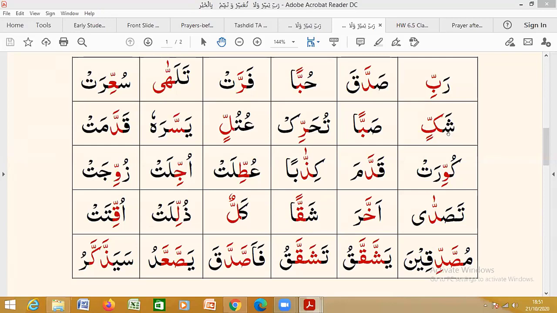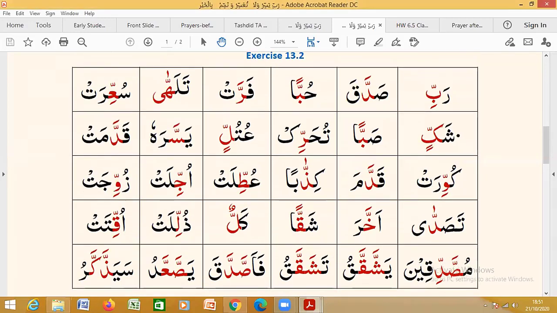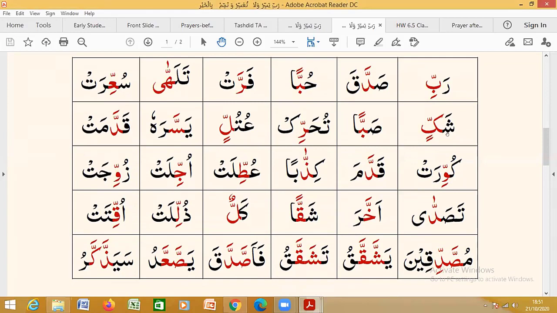So we're going to carry on with the second row of exercise 13.2. I want you to repeat after me, please. Shakin. Okay, remember this is a simple kaf. It's not a thick sound, it's just simple. So shakin. Excellent. This is sabban. Well done.